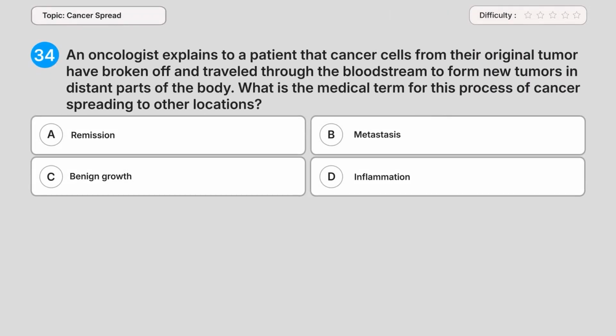34. An oncologist explains to a patient that cancer cells from their original tumour have broken off and travelled through the bloodstream to form new tumours in distant parts of the body. What is the medical term for this process of cancer spreading to other locations? A. Remission. B. Metastasis. C. Benign growth. D. Inflammation. Do you know the answer?